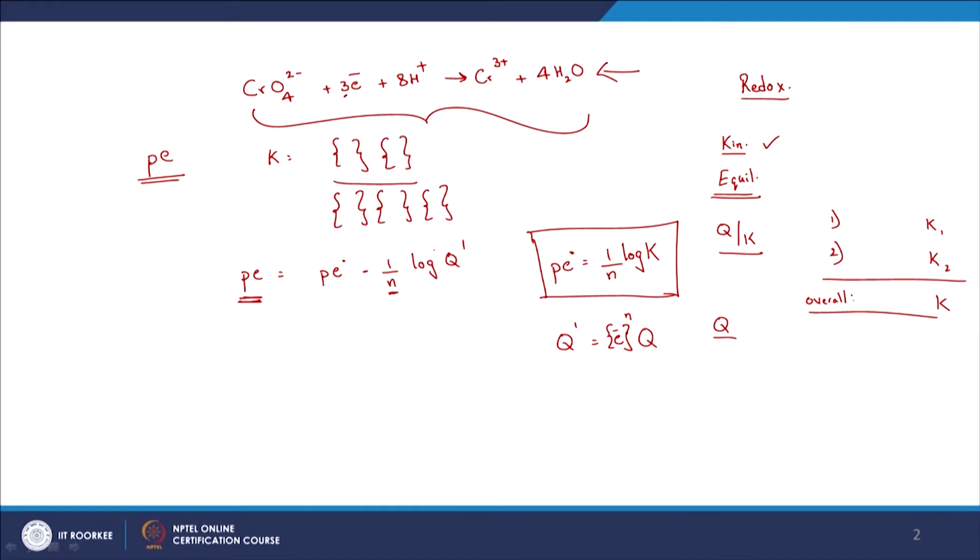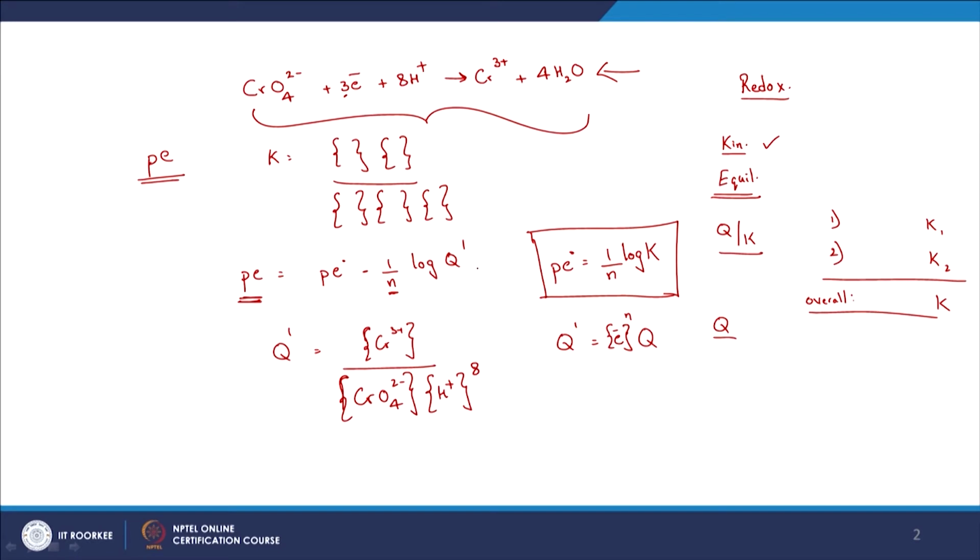So let me write down Q dash for this particular example. Q dash is going to be equal to the activity of Cr3+, which we usually approximate by concentration, divided by CrO4 2-. We are not going to have the electron term here, divided by H+ to the power of 8.